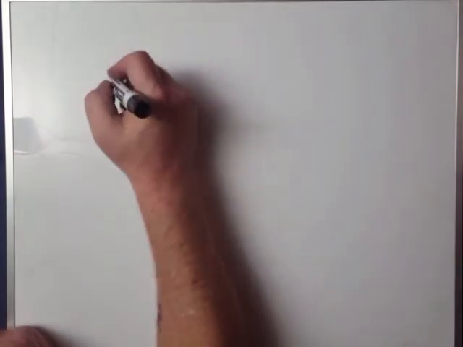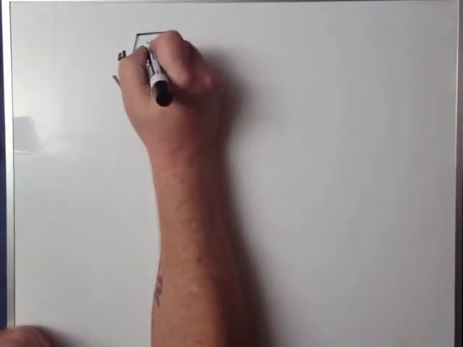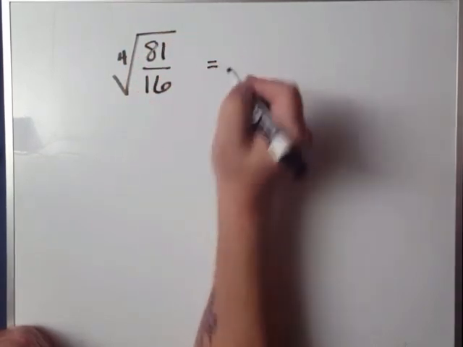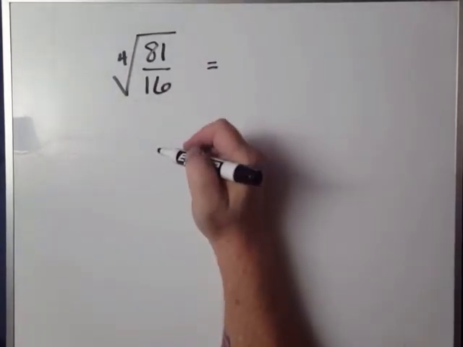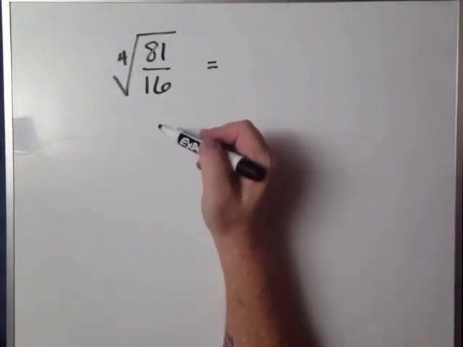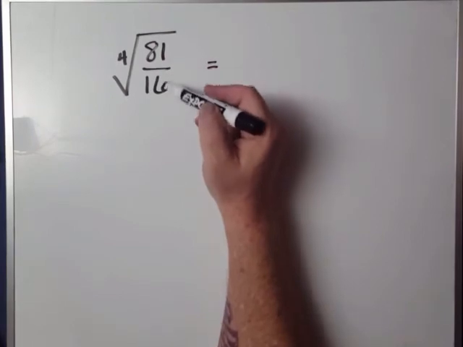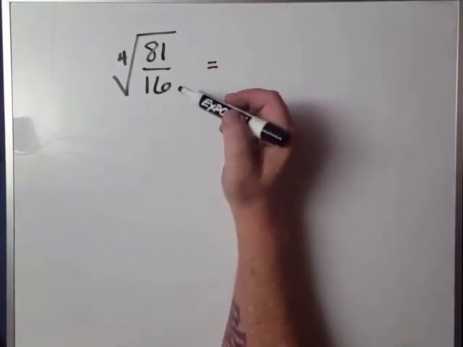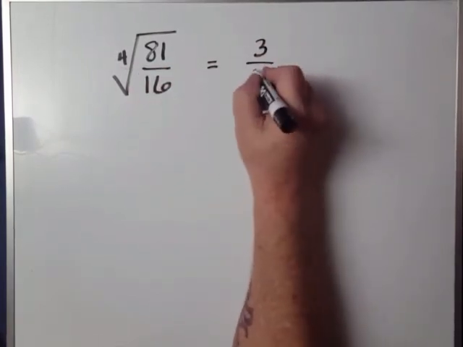Number 92. The 4th root of 81/16. Like we discovered with square roots, you can take the square root of the top, square root of the bottom. Well, that works here. We can take the 4th root of the top and 4th root of the bottom. 4th root of 81 is 3. Fourth root of 16 is 2.